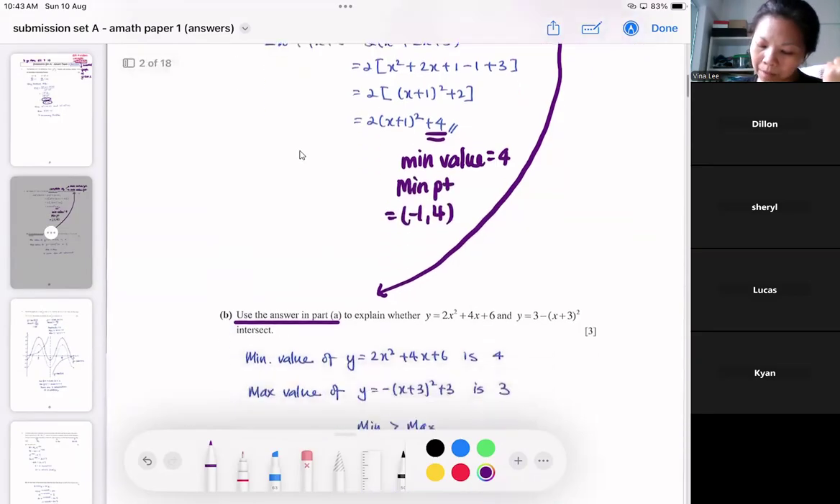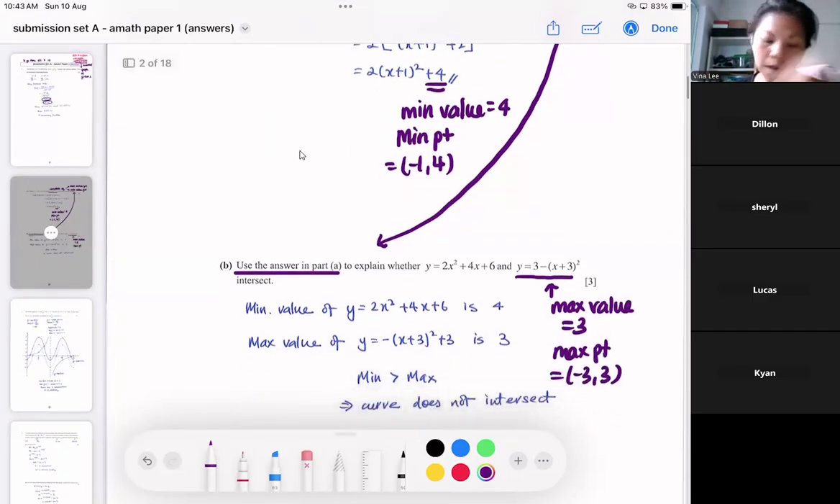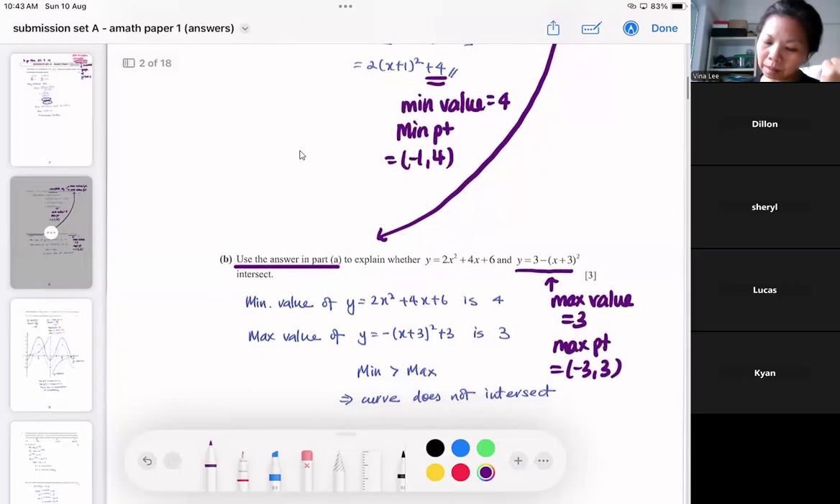And then you apply it together with this. You can tell me that the maximum value is 3, or you can tell me about the maximum point. Either one. The idea here is that the minimum value means this is the lowest. The lowest is already more than the highest for the other graph. That's why they will not meet each other.